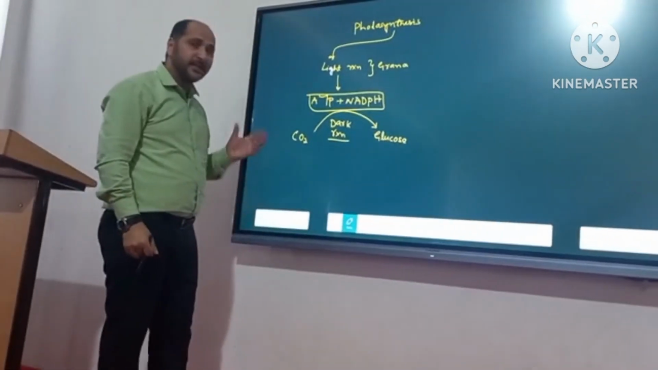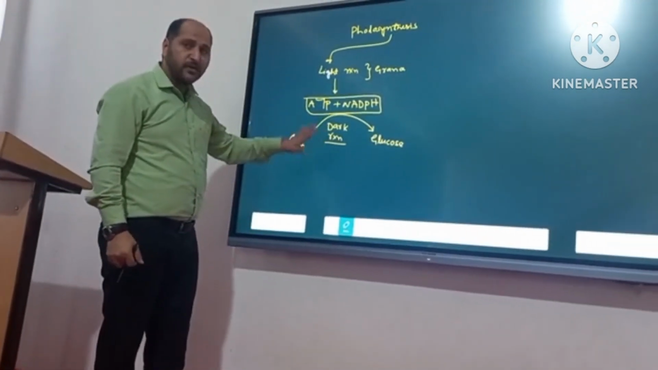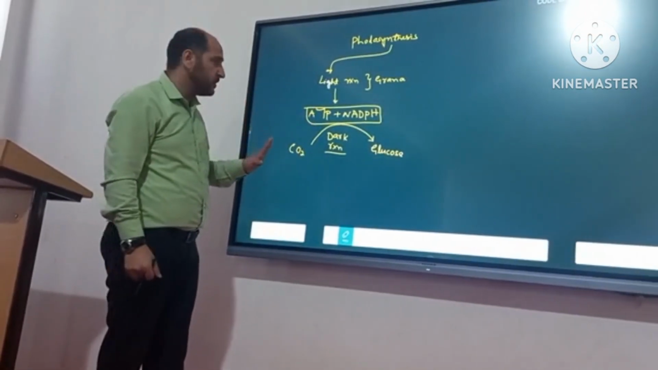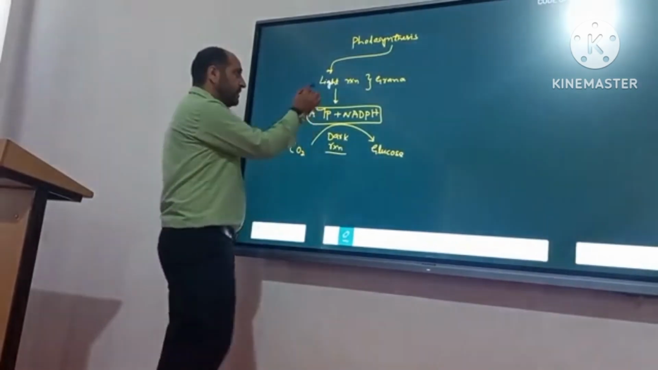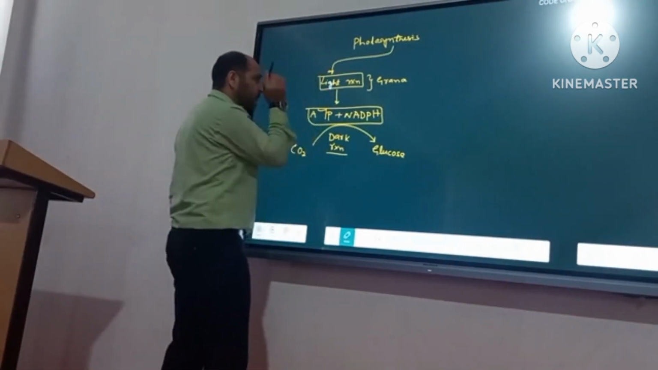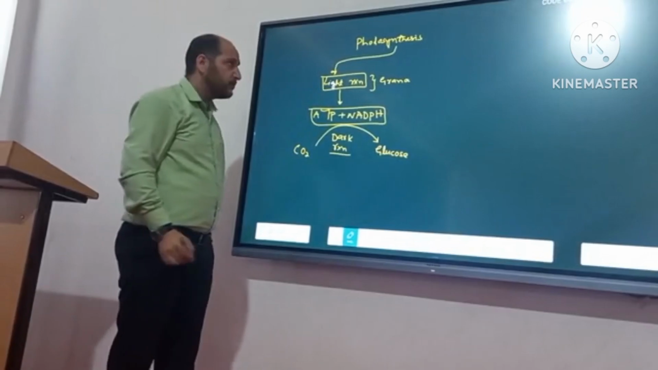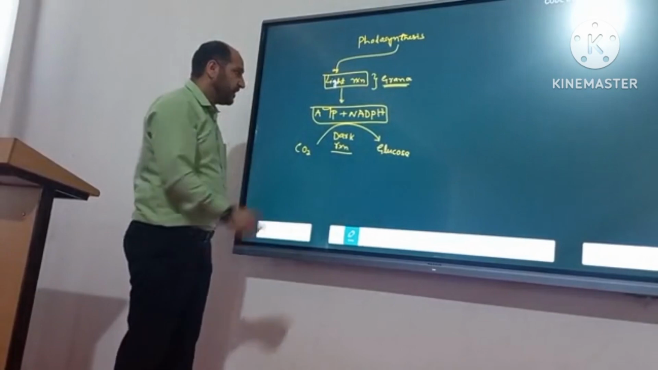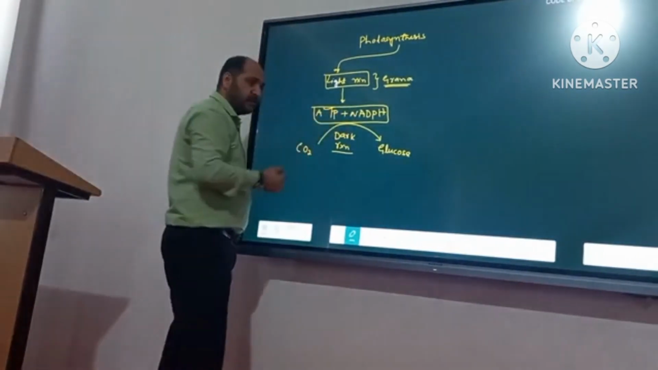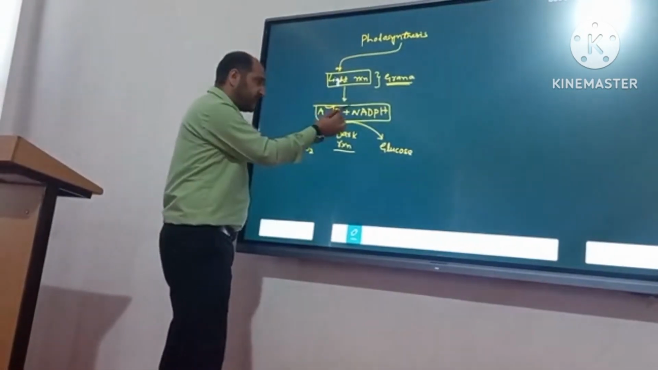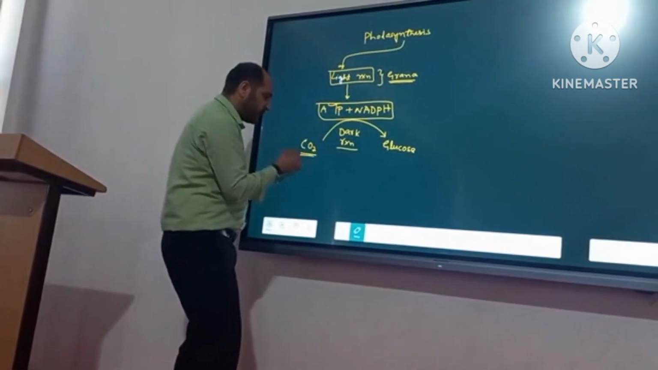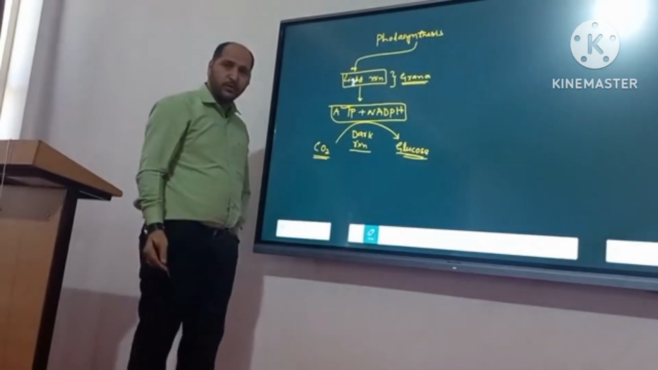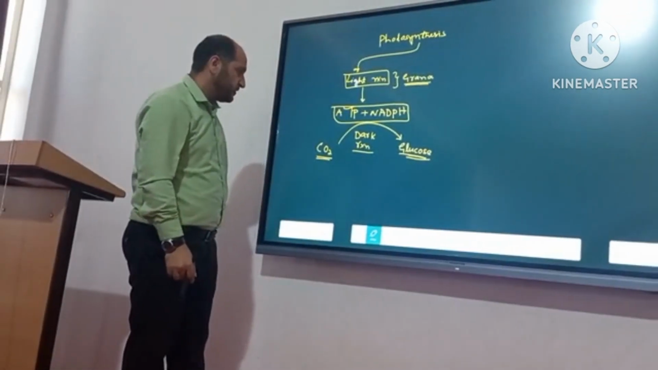It does not take place in the dark. However, light is not directly involved in this particular reaction, but it's dependent upon the products of the light reaction which are liberated from the grana part. From the grana part, ATP and NADPH are formed, and these ATP and NADPH are used to make complex molecules of glucose from simpler molecules of carbon dioxide and water.